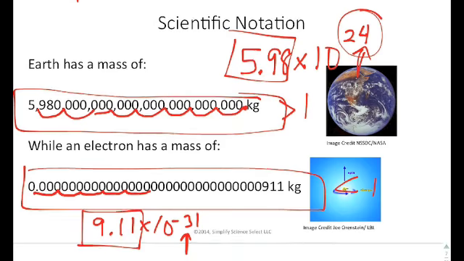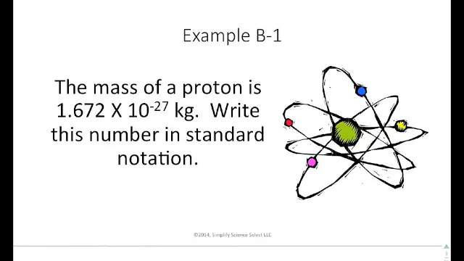So let's look at a couple of examples. The first one says the mass of a proton is 1.672 times 10 to the minus 27th. It says write this number in standard notation. This is just getting the idea of going back and forth. On a test, you will never be asked to write a number like this out. So let's do it the one time and be done with it.